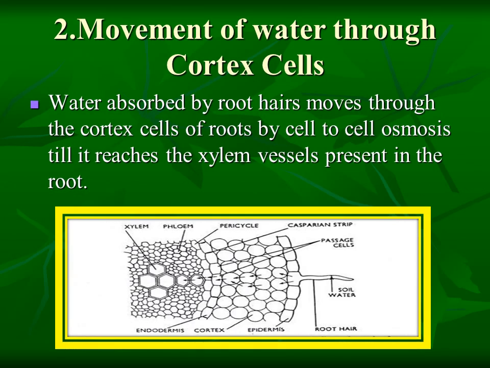Now, coming to the second level of the transport, that is movement of water through cortex cells. This is also known as short distance transport because the water is moving from the root hairs to the xylem vessels present in the root. So, this is short distance transport. Water absorbed by root hairs moves through the cortex cells of roots by cell to cell osmosis till it reaches the xylem vessels present in the root.